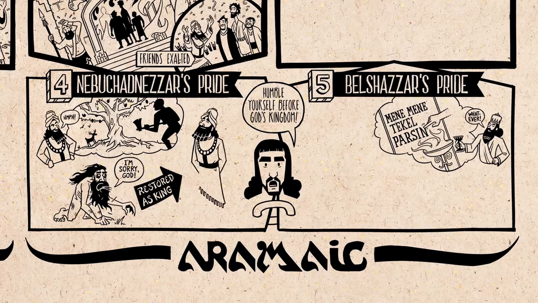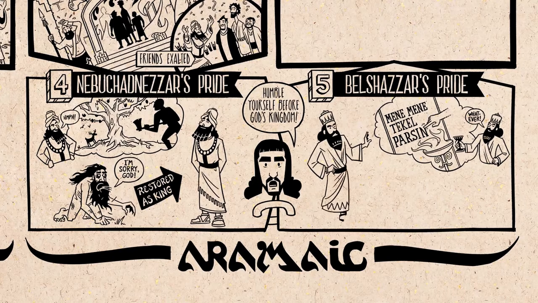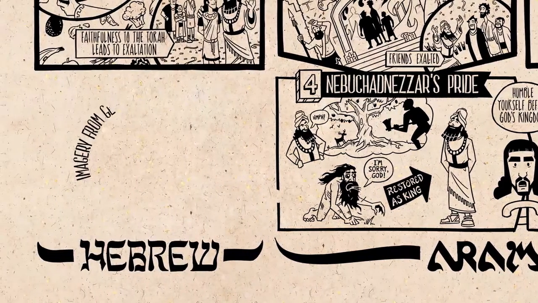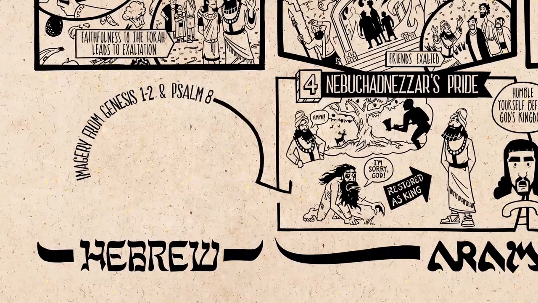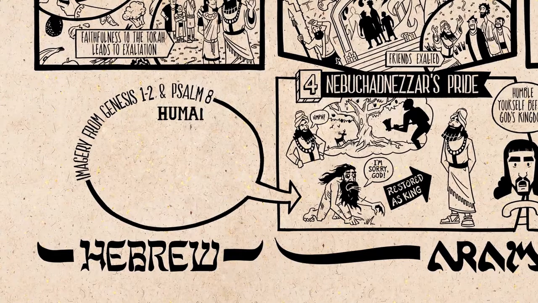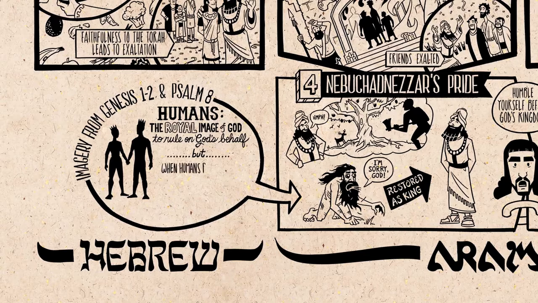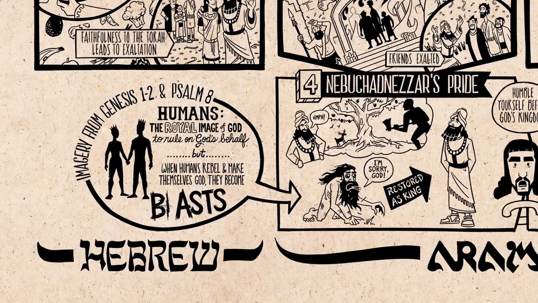He's restored as king. This is in contrast with his son, Belshazzar, who doesn't humble himself before God, and he's assassinated that very night. Now, these two stories draw this imagery from Genesis chapters 1 and 2 and Psalm 8, where humans are depicted as the royal image of God. He's given them authority to rule over the beasts of the field and the birds of the air on behalf of God, who is the world's true king. But when human kingdoms forget that, when they rebel and make themselves and their power into a god, they become less than human, like violent beasts who will face God's justice.